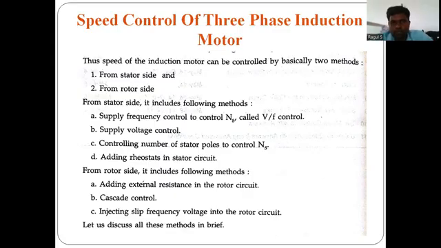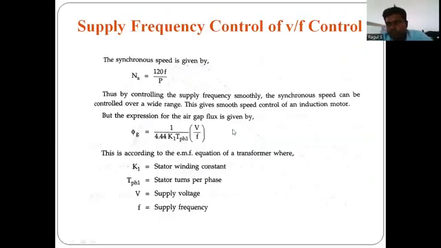On the stator side: supply voltage control, supply frequency control, in some cases keeping the voltage-to-frequency ratio constant, controlling the number of stator poles in the induction motor, and adding a rheostat in the stator circuits. Like that, on the rotor side: adding external resistors in the rotor circuits, cascade control, and injecting slip frequency voltage in the rotor circuits. Out of these different types, we are now going to discuss a very few types.